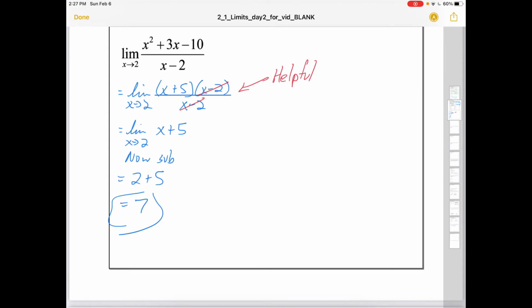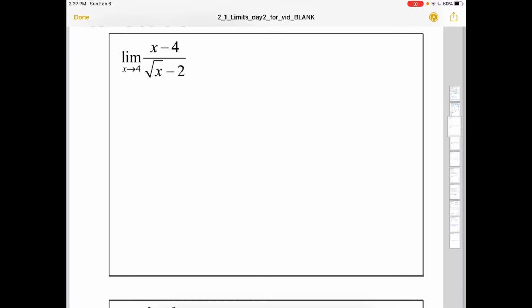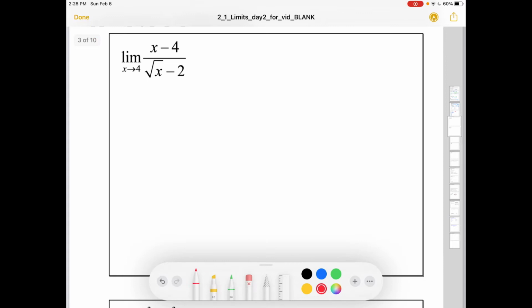Let's try another one. I've got lim as x goes to 4 on this. So again, what I'm going to try first is just subbing in. So if I put in 4, I'll get 4 minus 4 all over the square root of 4 minus 2. In other words, I'll get 0 over 0. No, I can't sub in. But it was worth a shot. But I got an indeterminate form, so I'm going to try something. Whenever you have radicals with binomials, it's worth trying conjugates. Okay, so what I'm going to do here is multiply the top and bottom by root x plus 2.